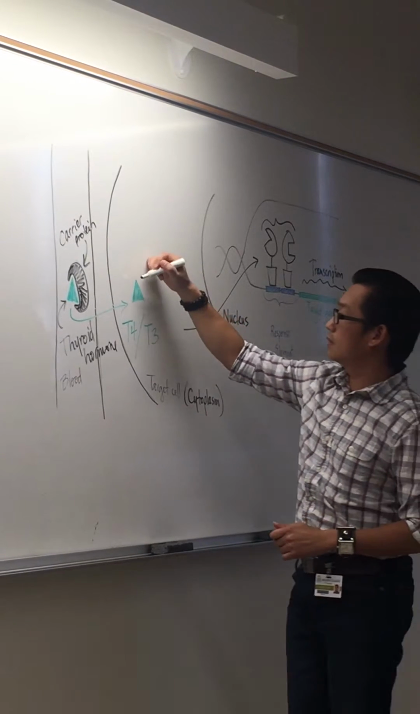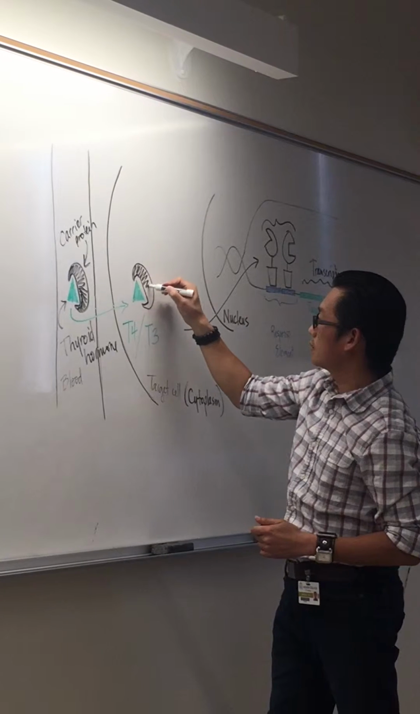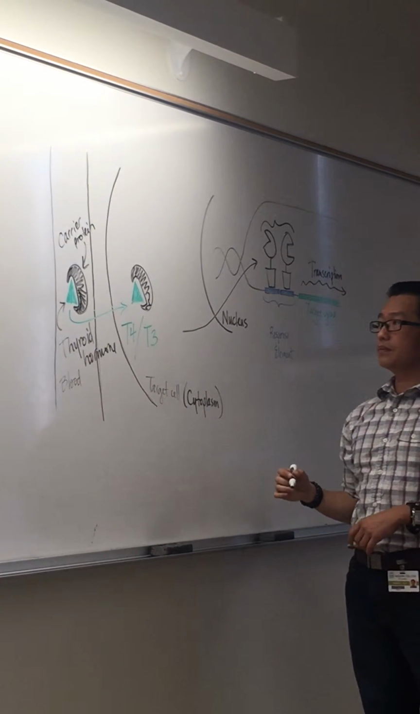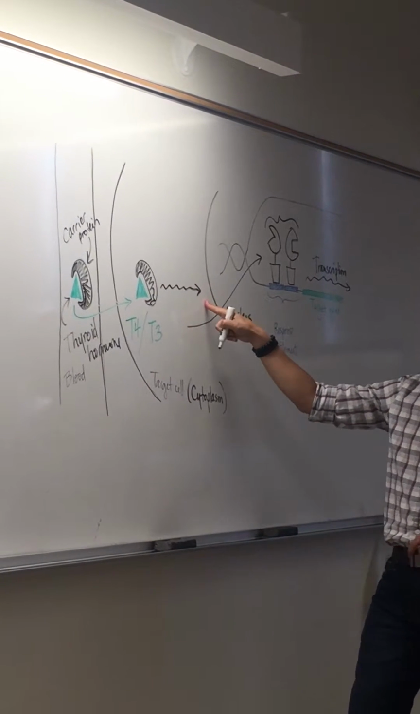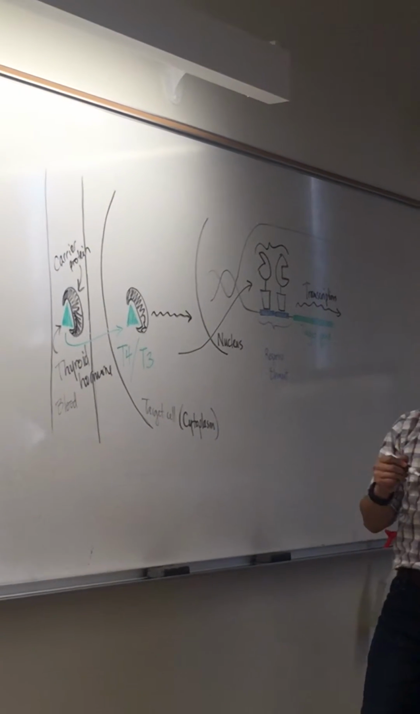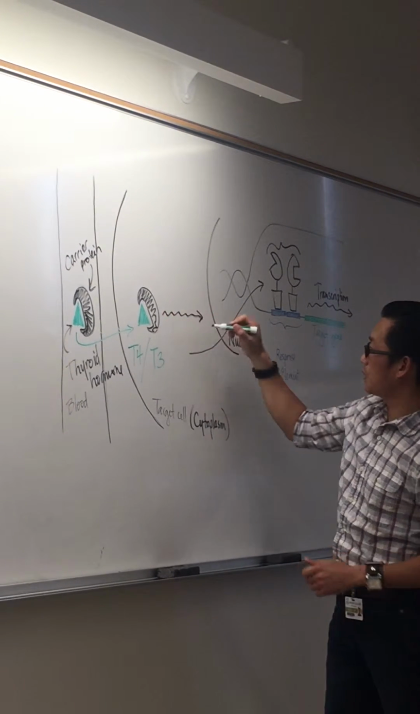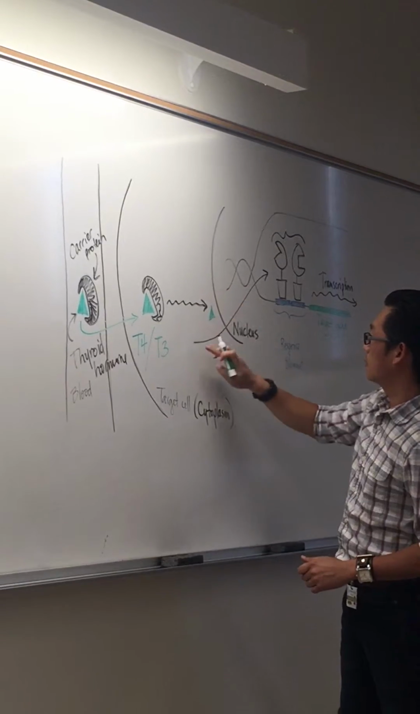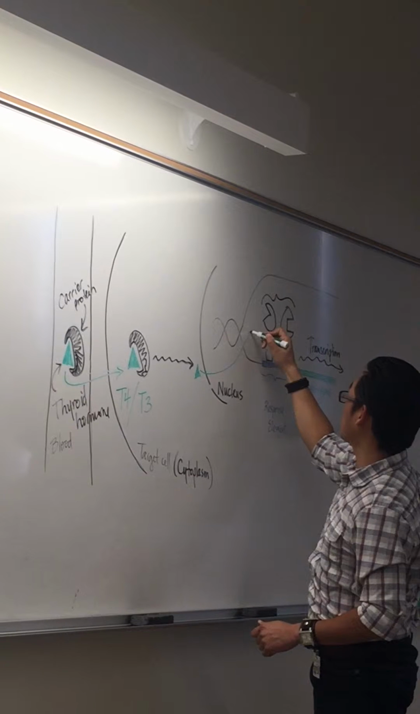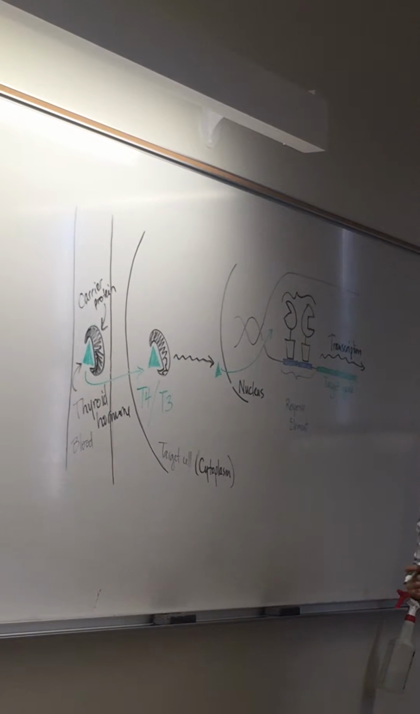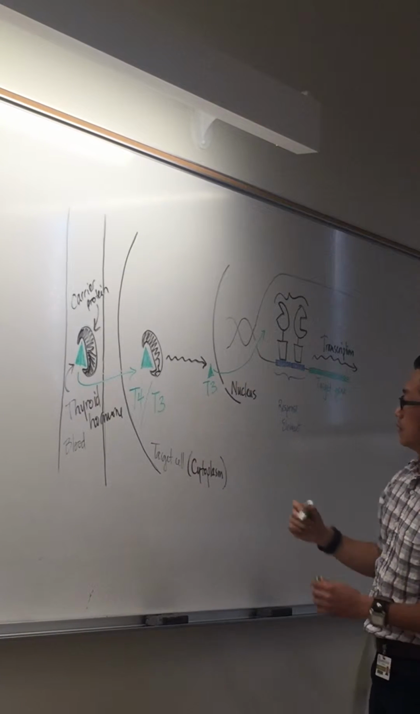Okay, so a different type of carrier protein. And that carrier protein is going to move that T3 molecule to the nucleus. From there, T3 dissociates and it moves into the nucleus. So let's say this is T3.